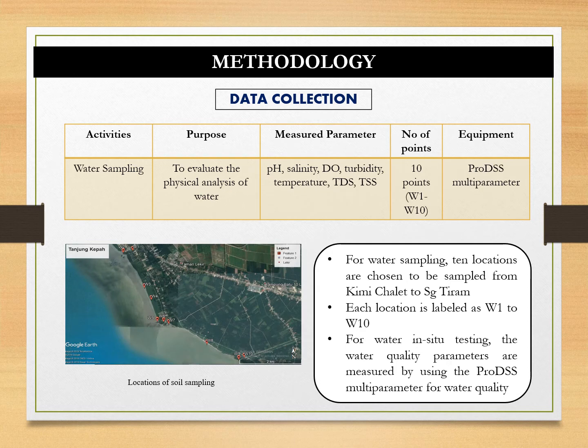Then for water sampling, the purpose is to evaluate the physical analysis of water. The measured parameters are pH, salinity, DO, turbidity, temperature, TDS, and also TSS. There are 10 points, from Kimi Shele here to Sungai Tiram. Each location is labeled W1 until W10. For water in situ testing, the water quality parameters are measured using the PRO-DSS multi-parameter water quality instrument.